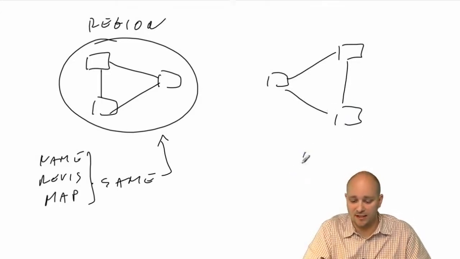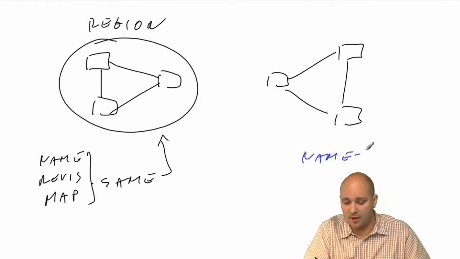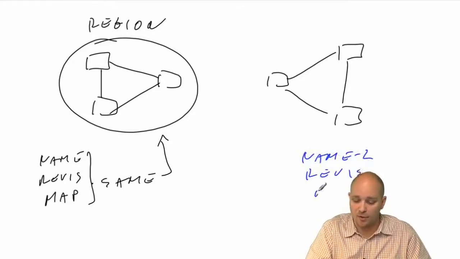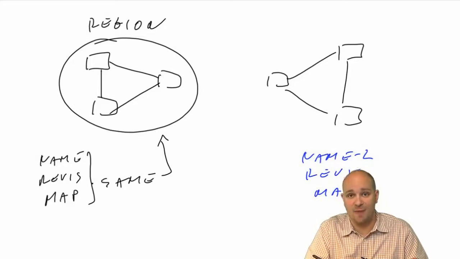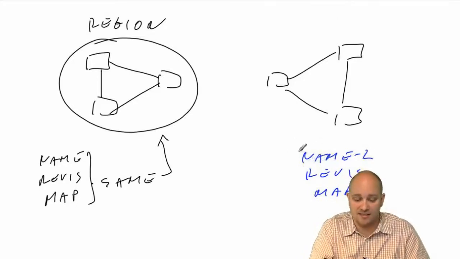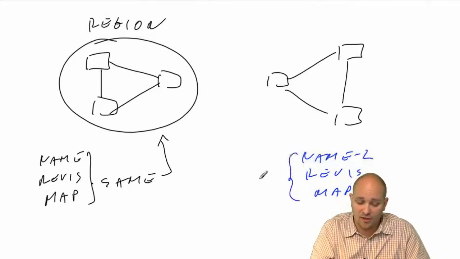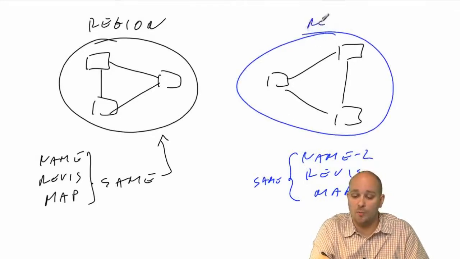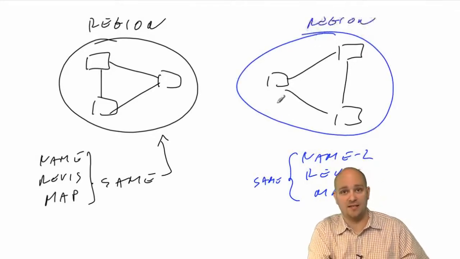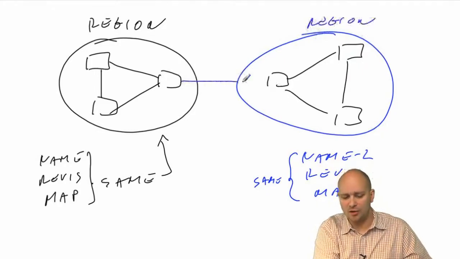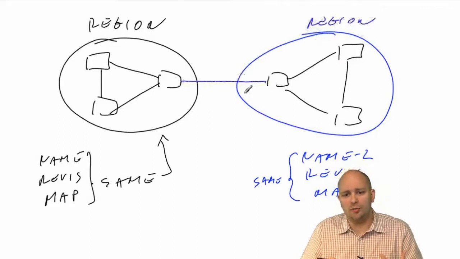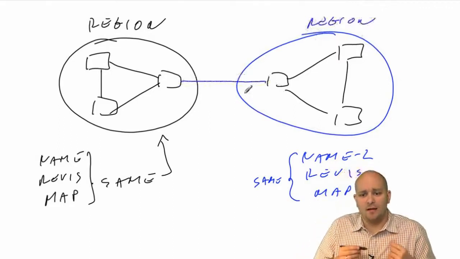But let's say that we had another set of switches, and these switches may have had a different name. So let's say that here we had some name number 2, we had some different sort of revision, and we had a different or the same map, but at least the name is different. So these values are not the same, and these switches would be in a different MST region. So this interconnection between these switches is not going to be within the same region.